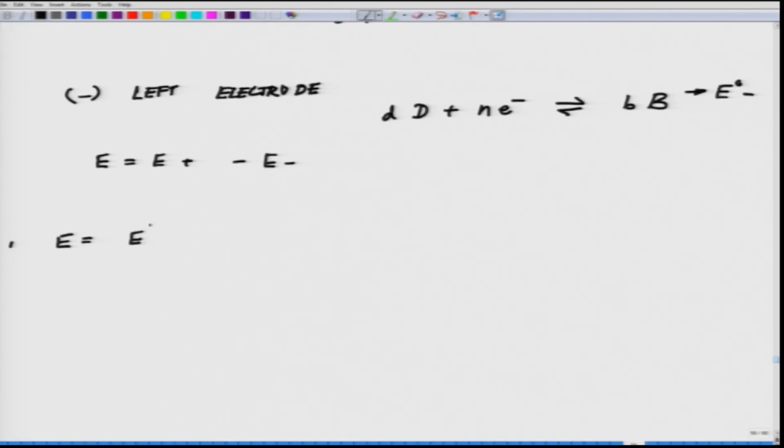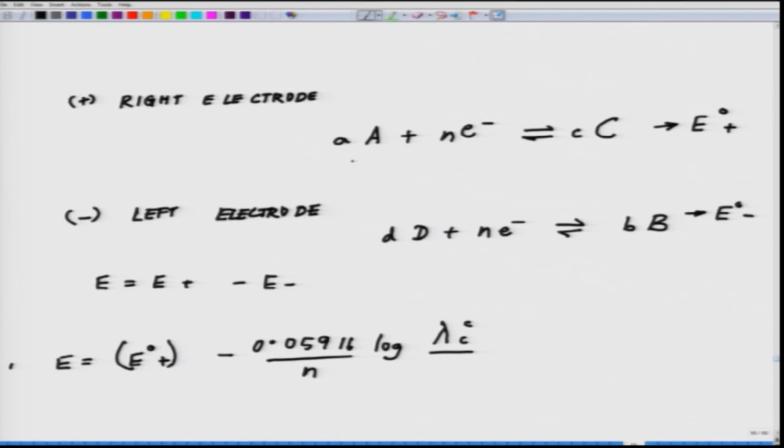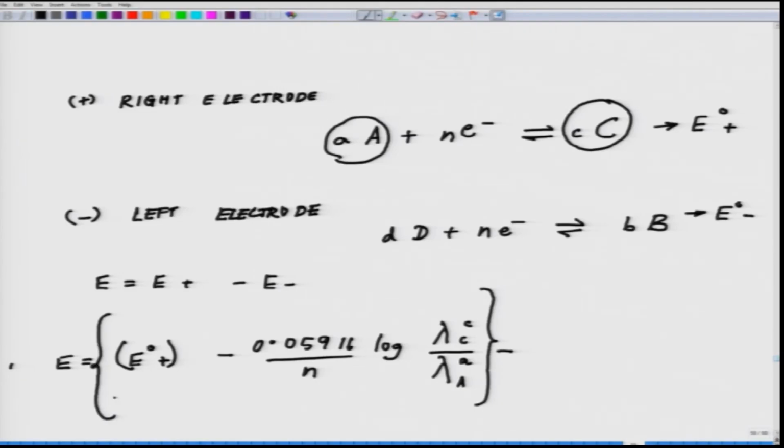E is equal to E0 plus minus 0. I am not deriving it further because you already know this, divided by number of electrons, log base 10 C. So essentially I am writing this part, this term and this term is coming there, A, okay, minus, let's put the big brackets there, minus you have the second term which is the left electrode now coming into play, which is E minus electrode, which is E0 minus.